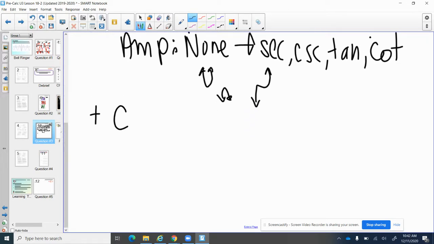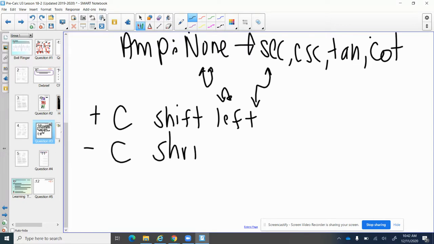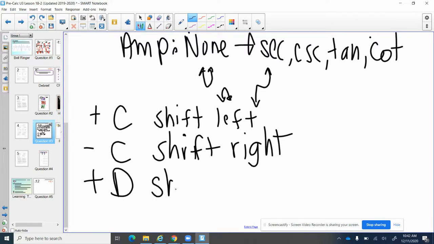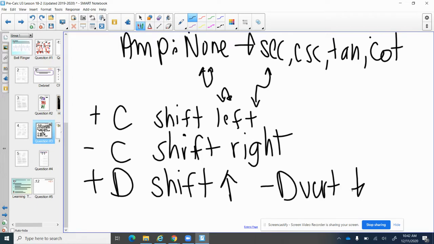Now, if we have plus C, that is a shift to the left. Minus C is a shift horizontally to the right. Plus parameter D means a vertical shift up, and minus D is a vertical shift down. So those aren't changing at all.